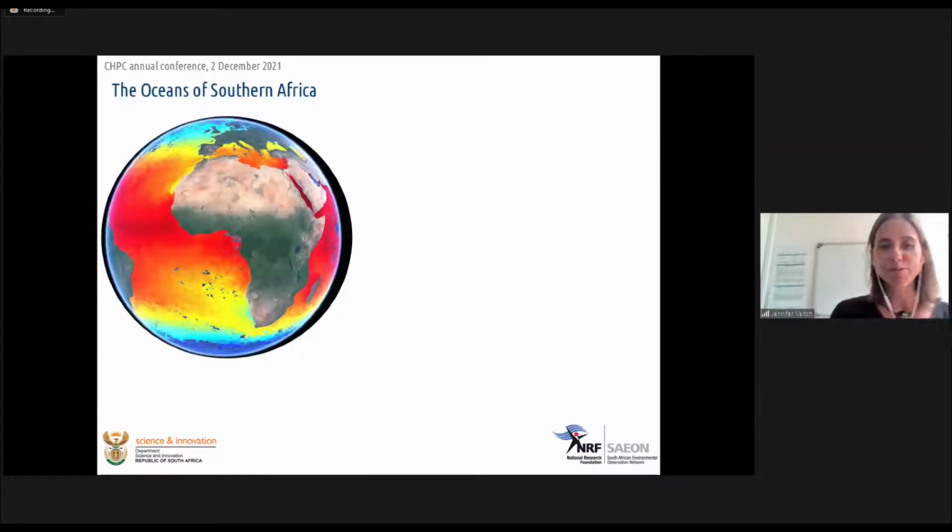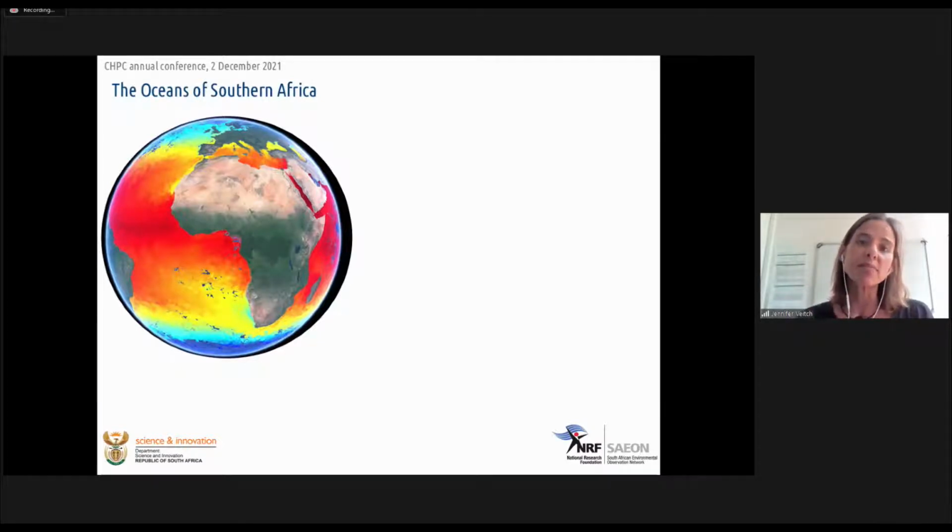So I'm guessing a lot of people listening now aren't actually oceanographers, so I thought it important to give an overview of what's happening in South Africa's waters and why we should care about them. So the colors in this bright marble represent sea surface temperatures. Reds are warmest, blues coldest. On land, shades of brown and green distinguish lush from drier regions.